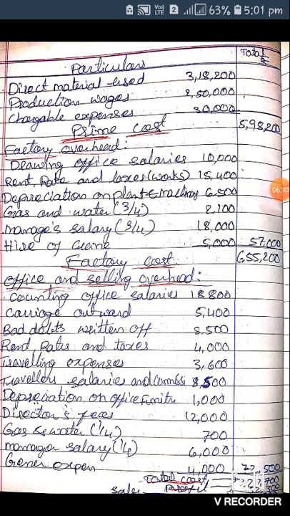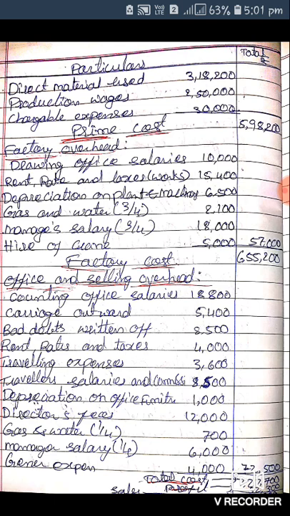So these are the factory overheads which are added to the prime cost after calculating them. After calculation, the factory overheads are 57,000. And these factory overheads are added to the prime cost. After adding, we get the factory cost, that is 6,55,200. Now we have to add the office and selling overheads, and here we are taking them directly.